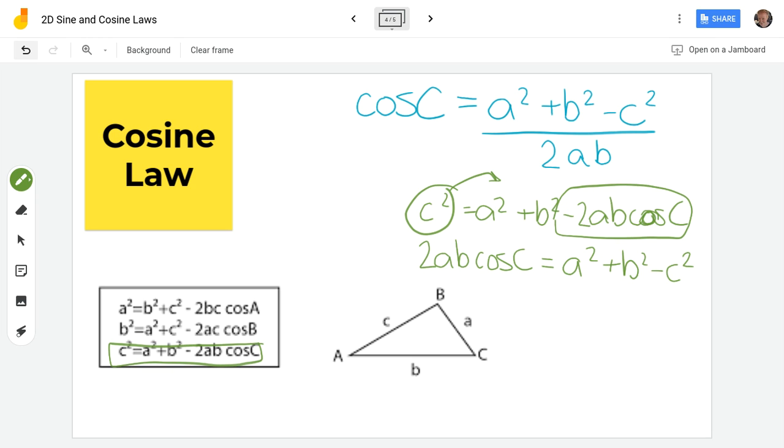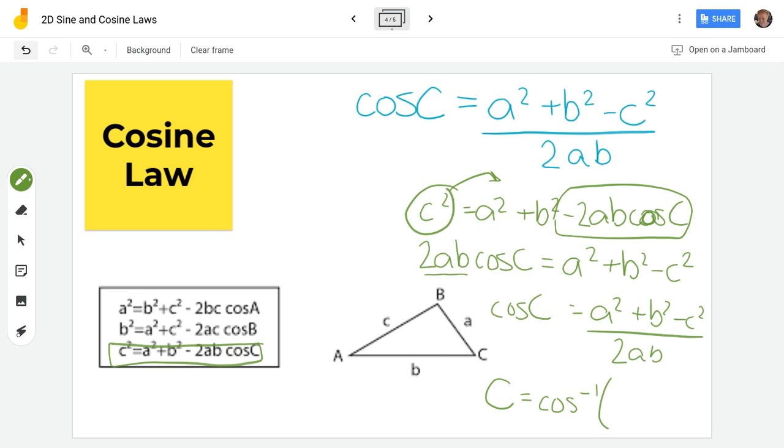That made my cos C positive, so I can deal with the rest. Now I'm going to divide by 2ab on both sides. So then I end up with a squared plus b squared minus c squared all over 2ab. You can either leave it like that or do, C is equal to the inverse cos of a squared plus b squared minus c squared over 2ab.